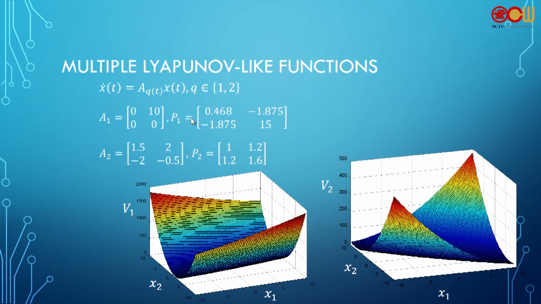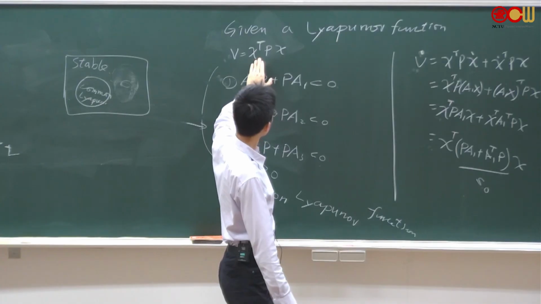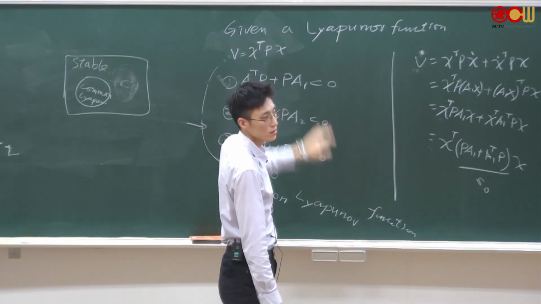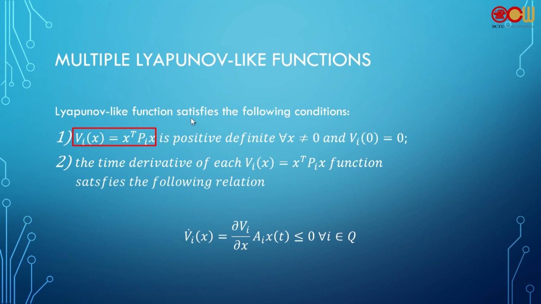And these are the corresponding Lyapunov functions, which are x transpose P1 x, x transpose P2 x. And for each Lyapunov function, for each subsystem, the corresponding Lyapunov function has to be positive definite, and V-dot has to decrease.